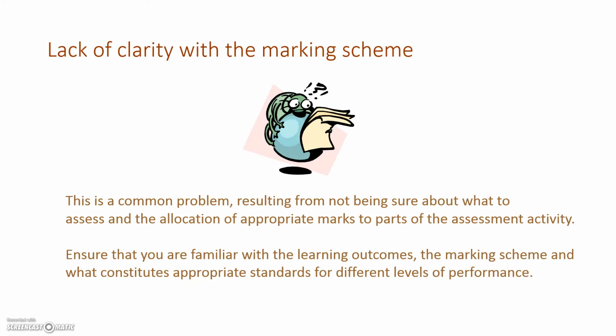Another problem sometimes is we have a marking scheme. It could be a checklist or it could be a scoring rubric, and we're not quite sure what it means, or it might not even be well designed in the first place. So make sure marking schemes that you're using are clear and everybody's agreed about what they mean. Really important thing to get right.